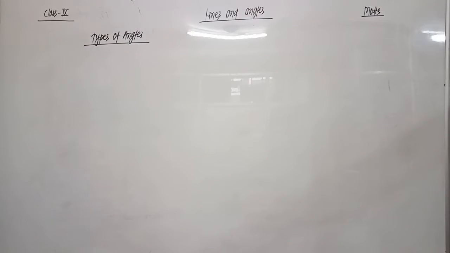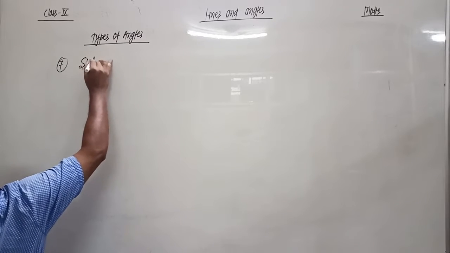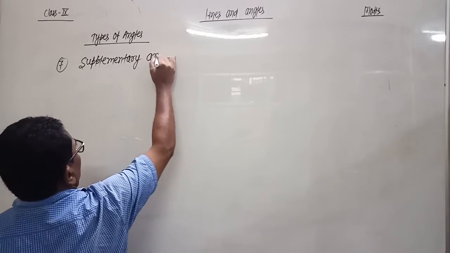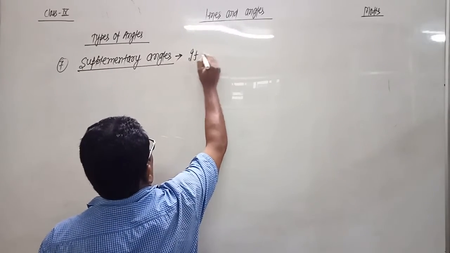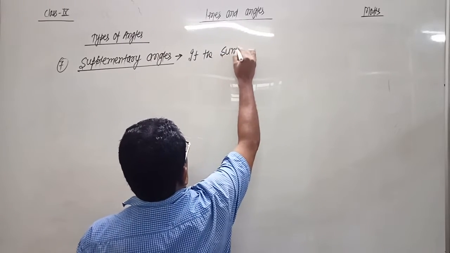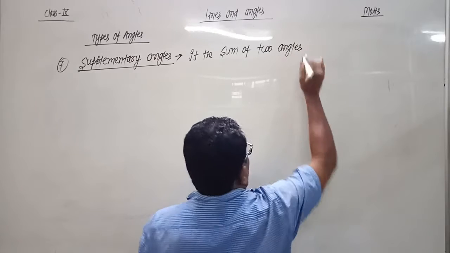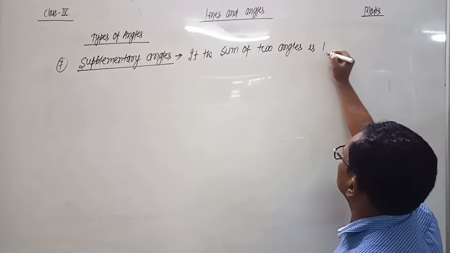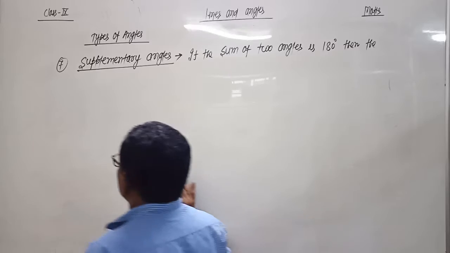Now we discuss supplementary angles. If the sum of two angles is 180 degrees, then the angles are called supplementary angles.